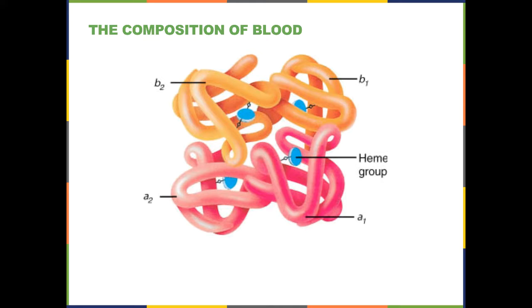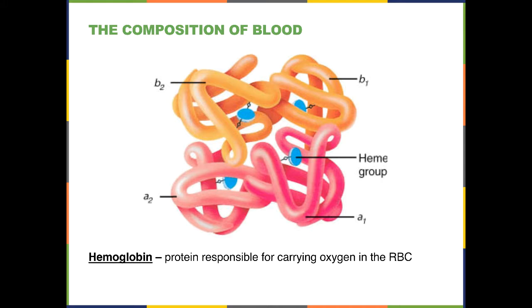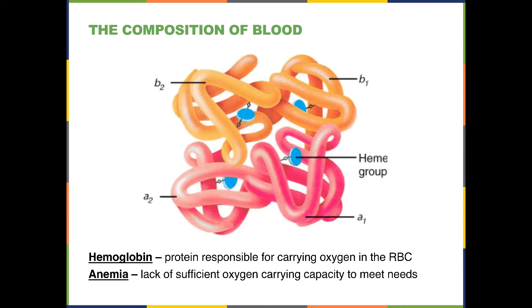Now, there's a lot of hemoglobin in each red blood cell, and so there's a lot of binding that can occur. Hemoglobin, as I said, is the protein responsible for carrying the oxygen in the red blood cell. Now, when you do not have enough hemoglobin, or for any reason there's an inability to carry enough oxygen to meet peripheral needs, that's what's meant by anemia. Some people define anemia as a decrease in red blood cells, but that's not actually correct. The correct definition is a lack of sufficient oxygen carrying capacity to meet needs. And you should remember that definition for anemia.